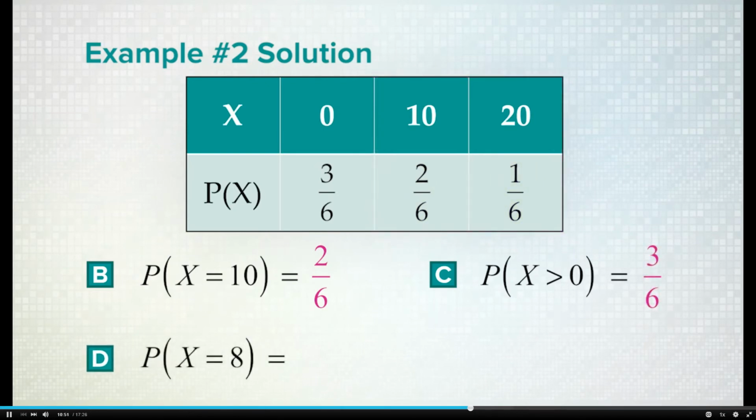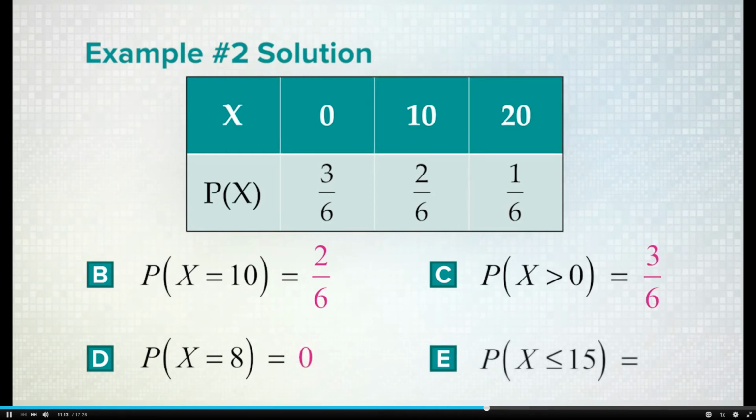Part D says, find the probability that x equals 8. This means, what's the probability that you win $8 on any given turn? Well, isn't that impossible? You can only win 0, 10, or 20. Thus, the probability that x equals 8 is 0.